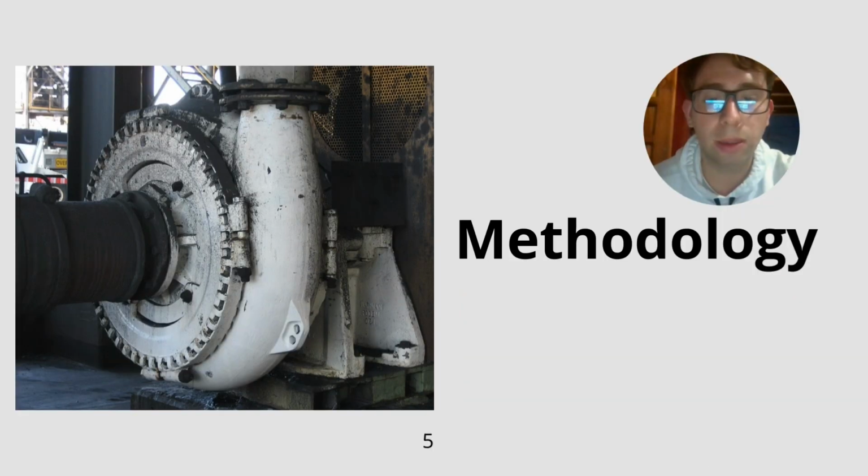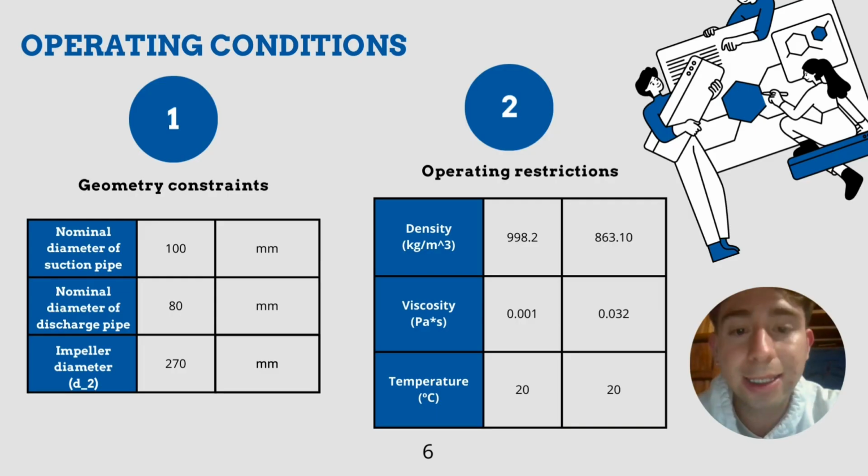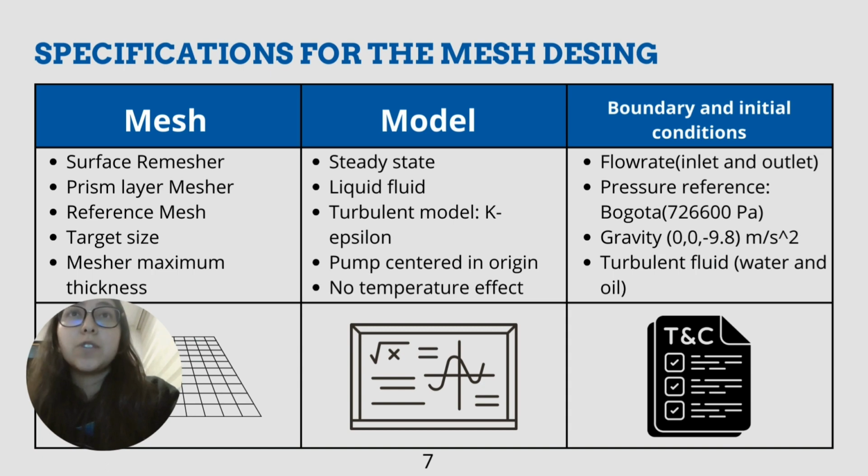Now we present the methodology. In this slide, we present the specific measures that we need in our pump and the properties of our fluids like density, viscosity, and temperature of oil and water. These are the specifications for the mesh design. We have a prism layer measure, a steady-state model, and finally a reference pressure of Bogota.